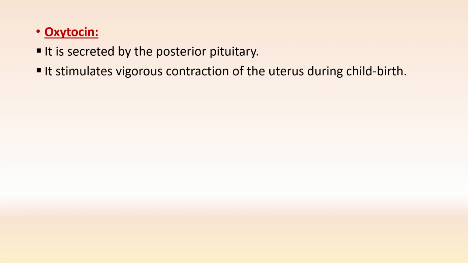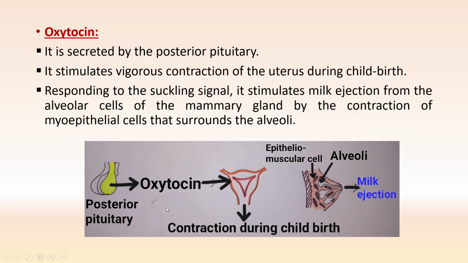Now, the second hormone secreted from the posterior pituitary is oxytocin. It stimulates vigorous contraction of the uterine muscles during the childbirth, and it also stimulates ejection of milk from the alveolar cells of the mammary gland where milk is stored.